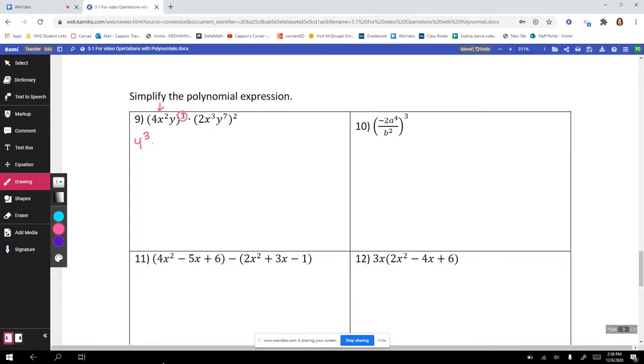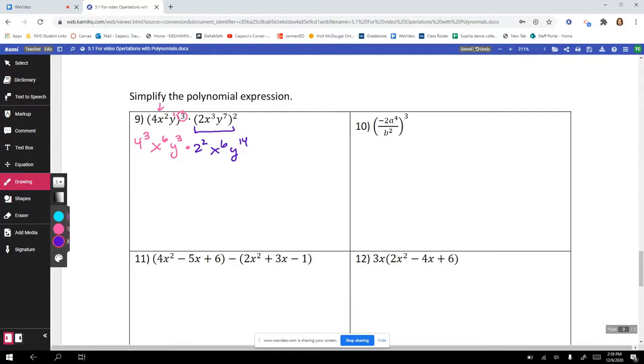So it gives me 4 to the 3rd x. 2 times 3 gives me 6. And this is really y to the 1st. So 1 times 3 gives me 3. Times, I'm going to do the same thing for this parenthesis here. So 2 to the 2nd. And then I have x to the 6th and y to the 14th.